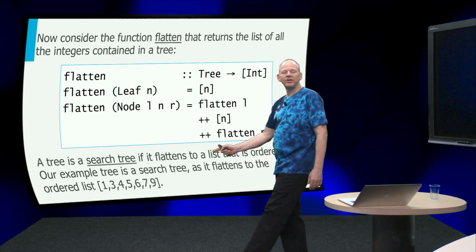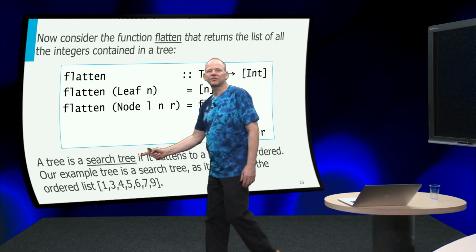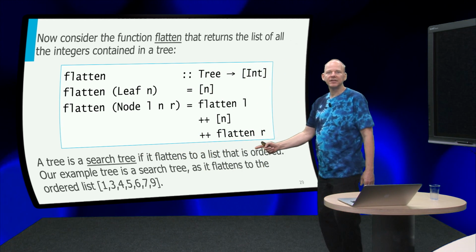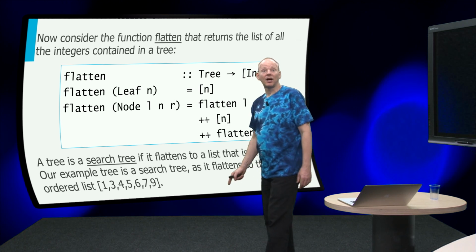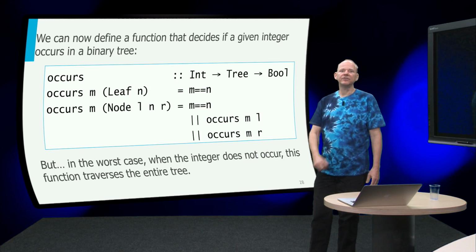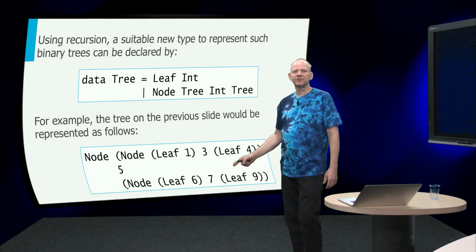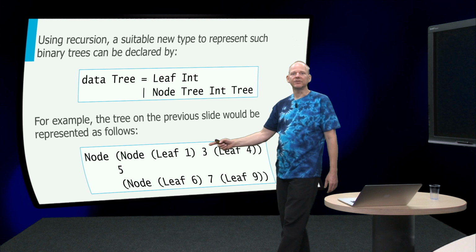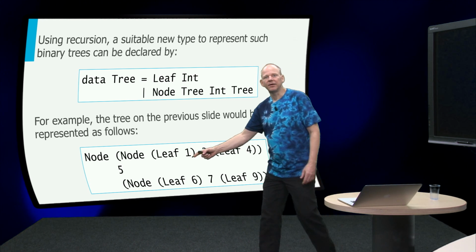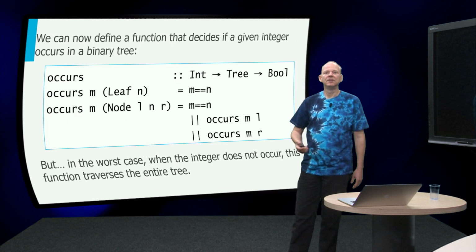Okay? Now we say that a tree is a search tree if when we flatten it to a list, it is sorted. So our example is a search tree because when we flatten it, we get a sorted list. 1, 3, 4, 5, 6, 7, 9. All right?